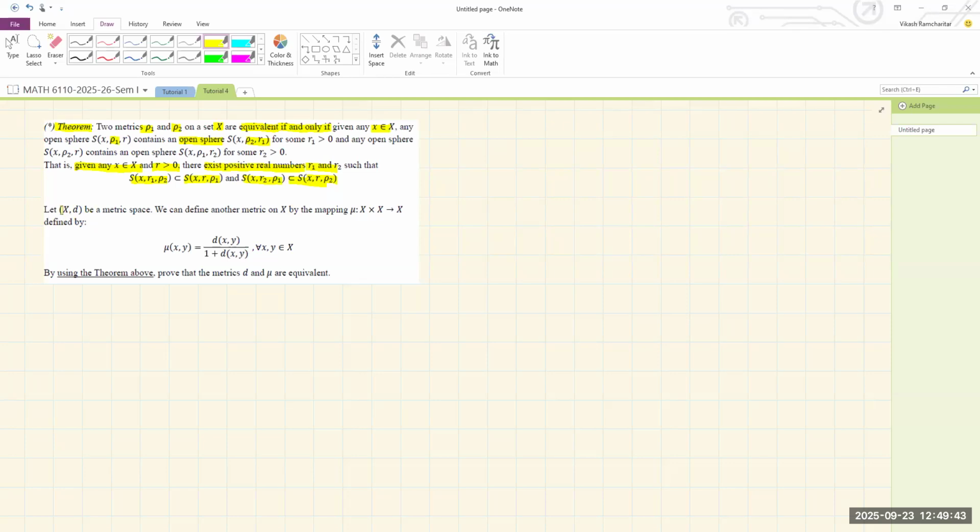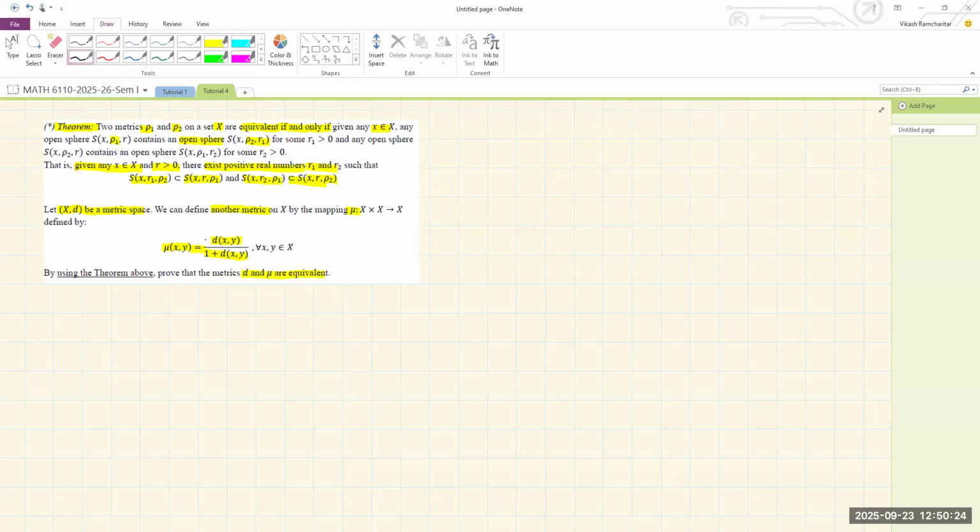So what I want to do now is, let's say you have a metric space (X, D), and we define on this metric space another metric, let's call it mu. D is one metric and mu is the other metric. So in this theorem, rho 1 will be D and rho 2 will be mu. And this new metric mu is just the value of the metric D divided by 1 plus D. And I want to use this theorem to prove that these two metrics are equivalent.